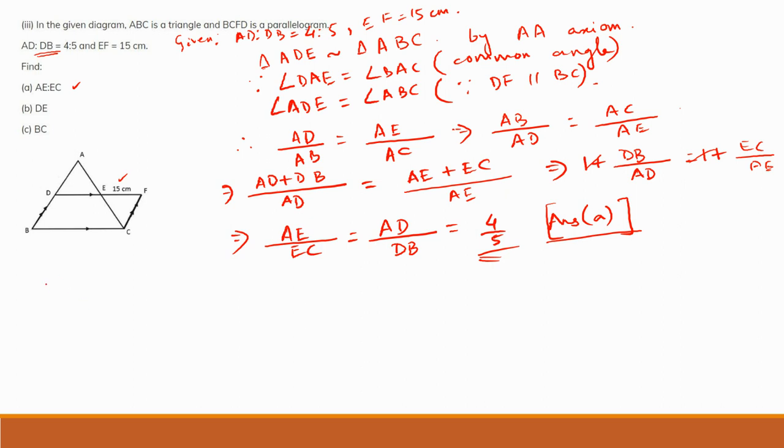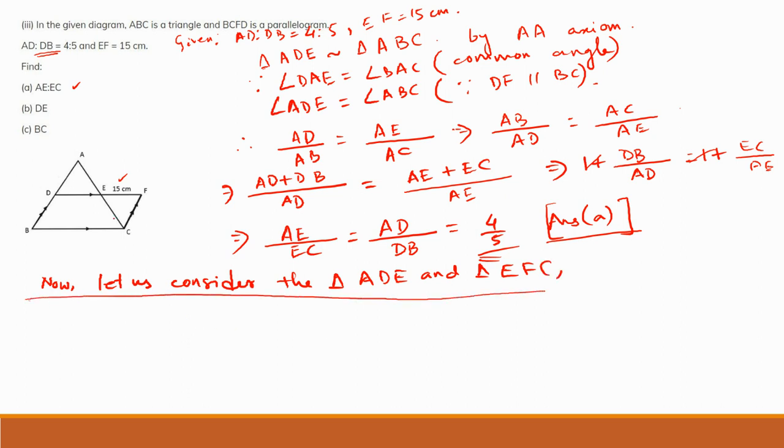Okay. Now let us consider the triangle ADE and triangle EFC. Now let us consider this triangle. Okay. So you see these two are vertically opposite angles. Sorry, angle AED is equal to angle FEC, right? Vertically opposite angles.